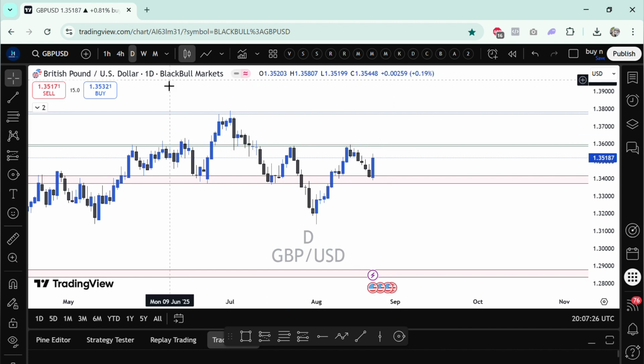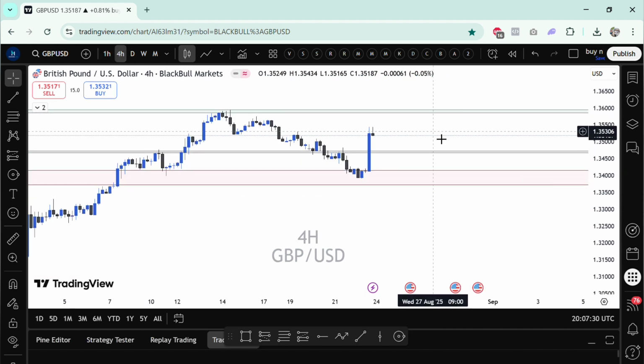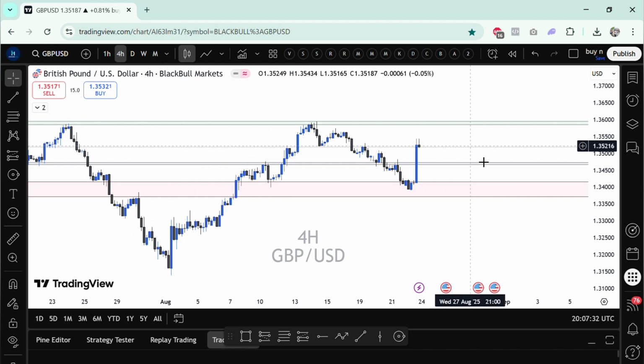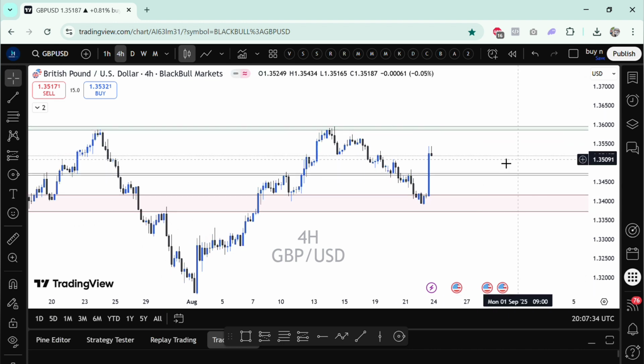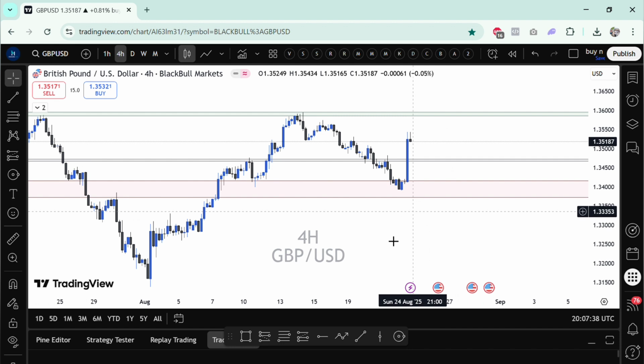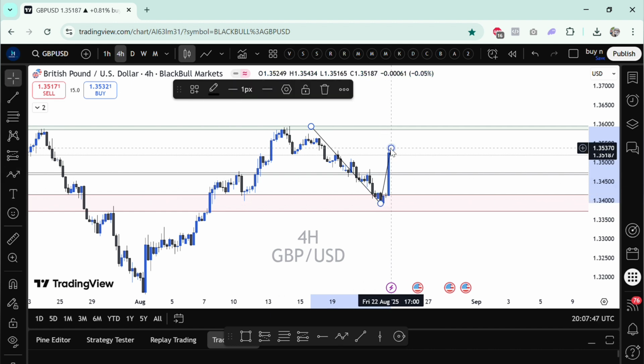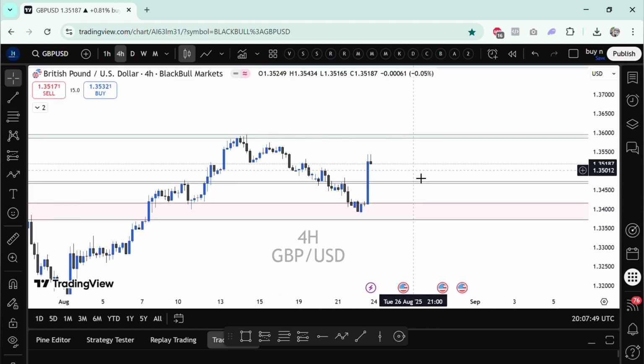So let's go to our 4-hour time frame, which is now serving as our lower time frame. You can clearly see on a 4-hour time frame there was also an initial pullback. Remember that pullback? This was a pullback coming to meet the monthly support region, and currently we have a strong breakout.